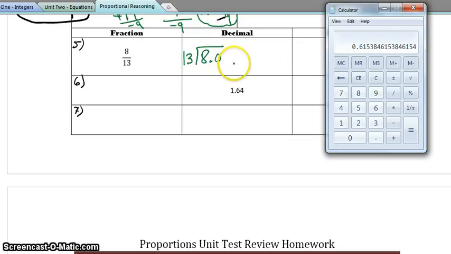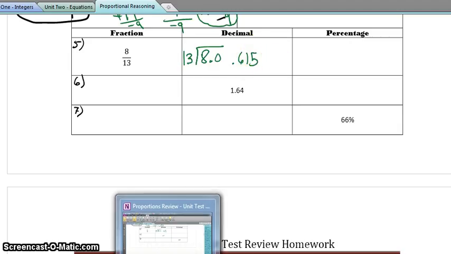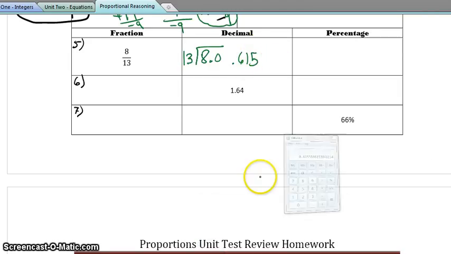Let's close that out. 0.615. I don't even remember. 3. And there was an 8 there, so I'm going to round it up to a 4. Why are we doing that?